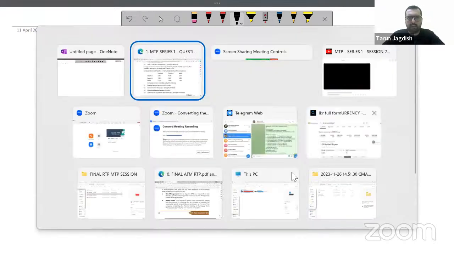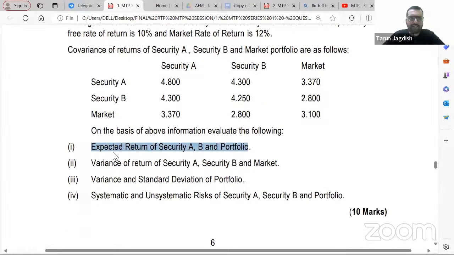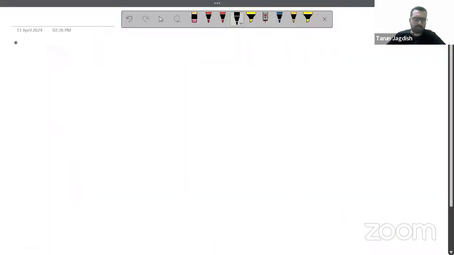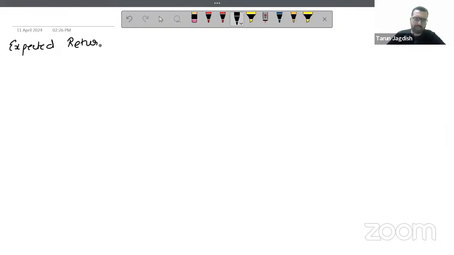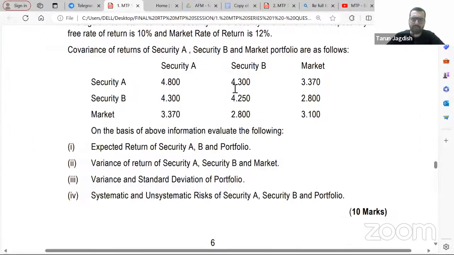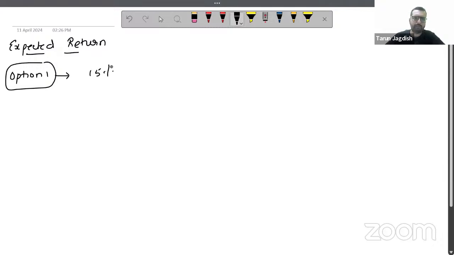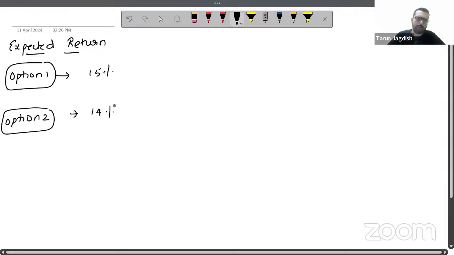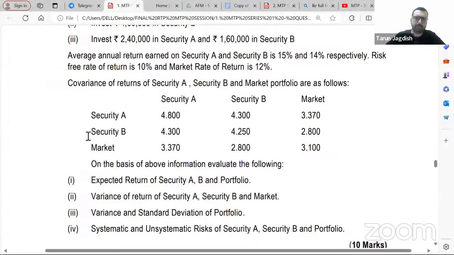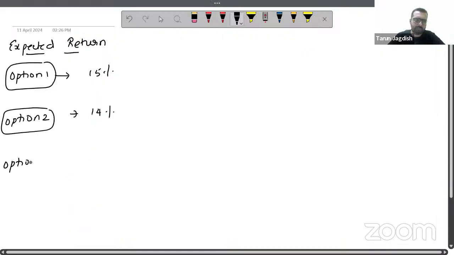All right. Once we get this, they're asking you to calculate the expected return of security A, security B, and of the portfolio. So I'll write down here expected return. I can get this for option 1, 100% in A only. If I put 100% in A, what is the return that I'm going to get? Do you get the answer as 15%? What about option number 2? You're putting your money only in B, so that is 14%.